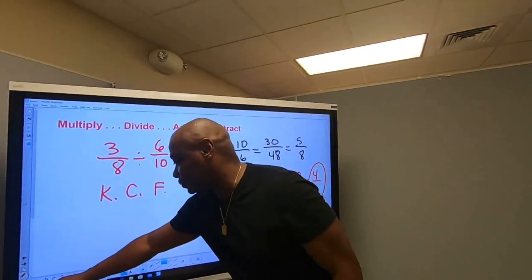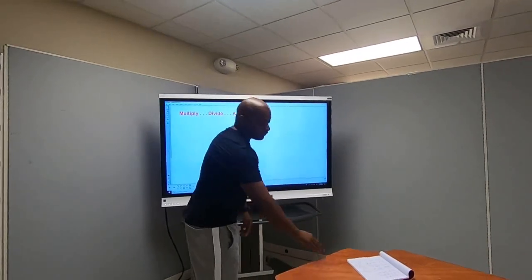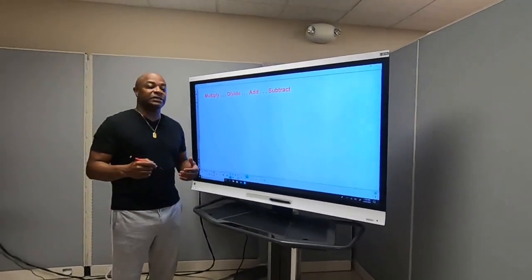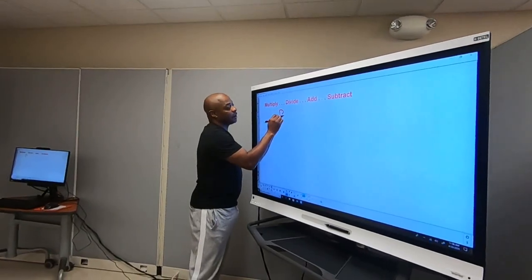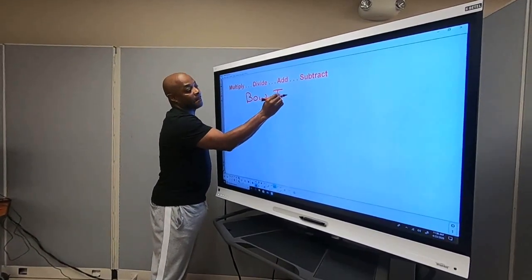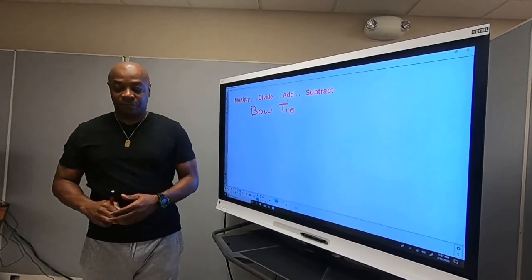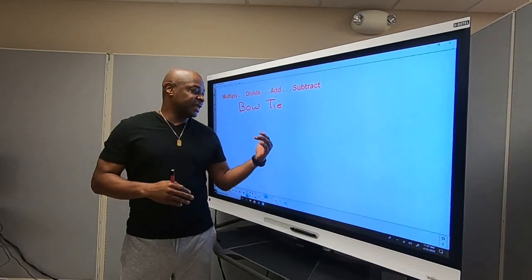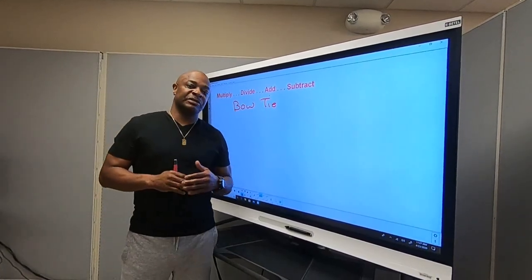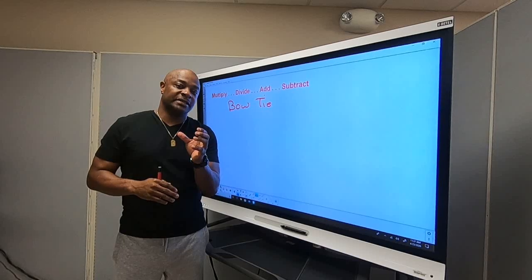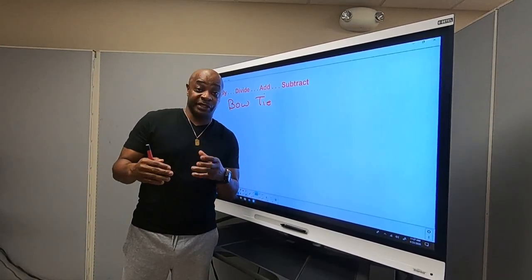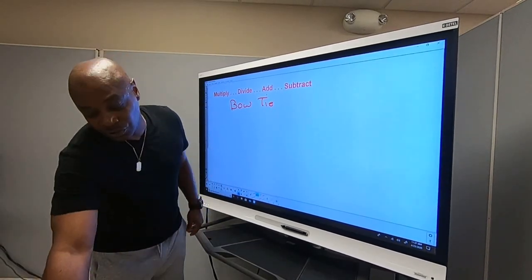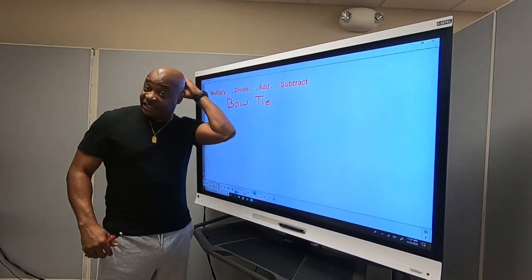Okay. Now we're going to talk about adding and subtracting fractions. In adding and subtracting fractions, there is something I like to do called the bow tie method. In doing the bow tie method, the only disadvantage sometimes is that it's not always going to simplify or reduce to its lowest terms. But you can always guarantee to get the answer doing it that way. Okay, so let's do addition first.